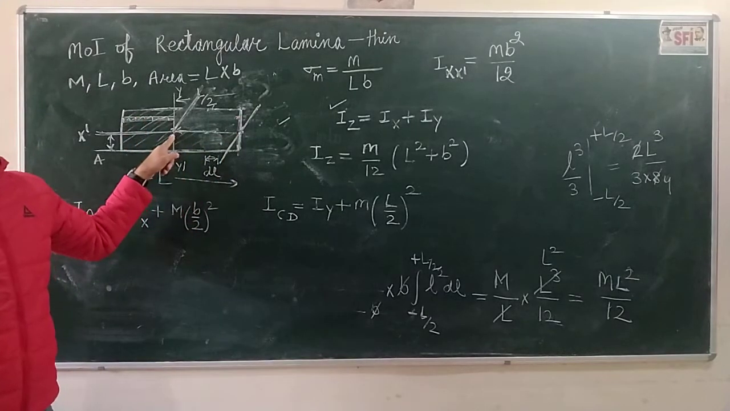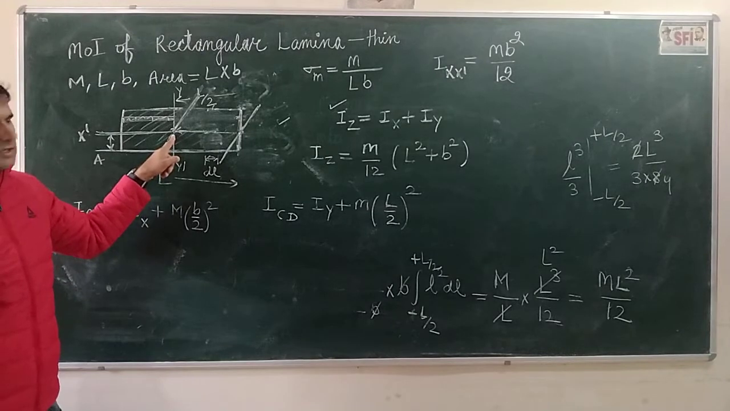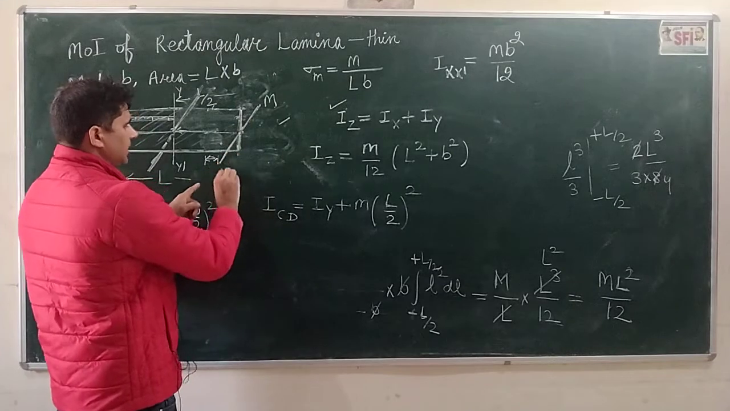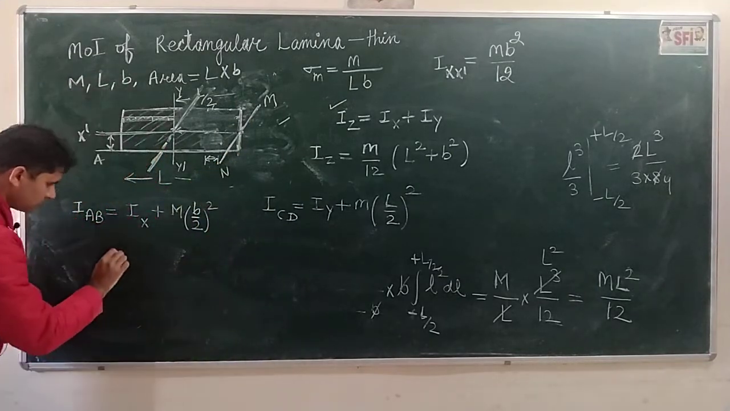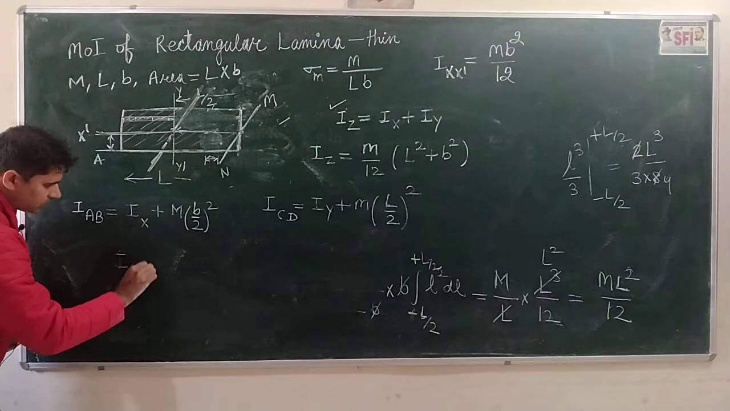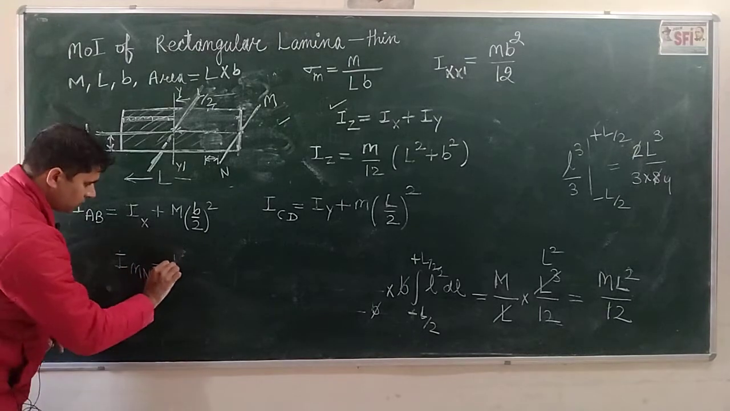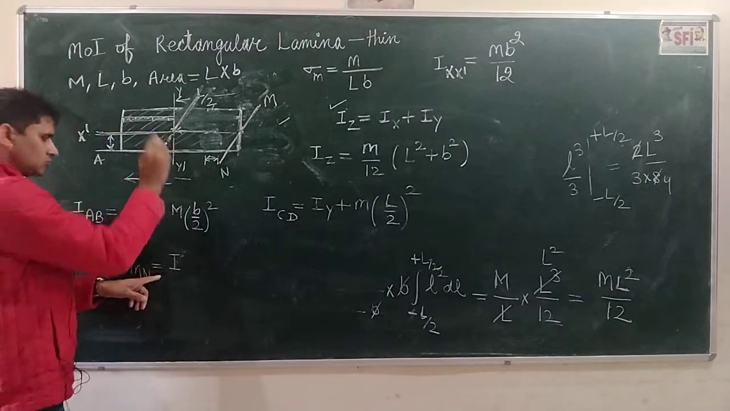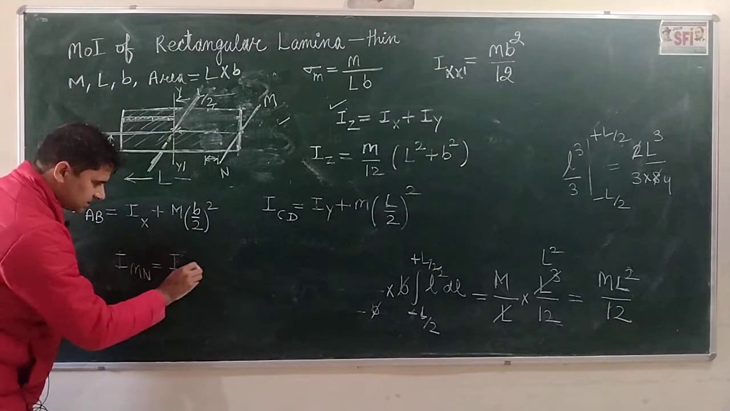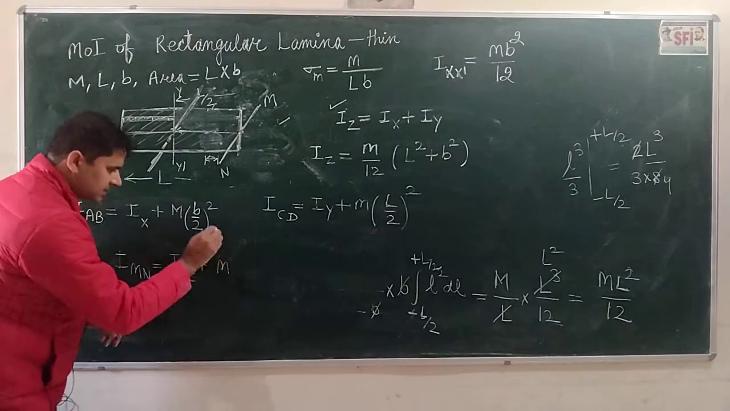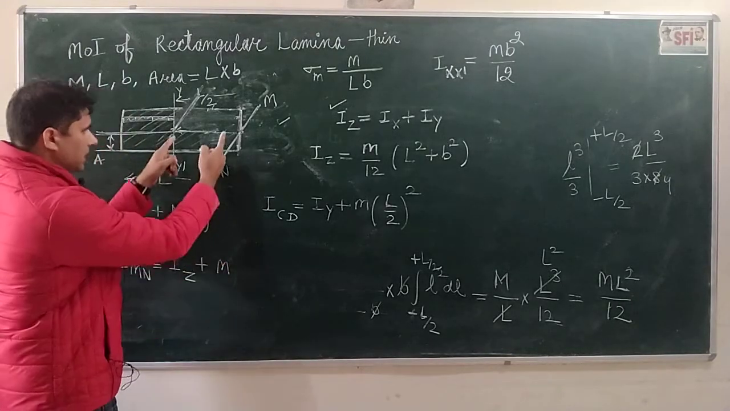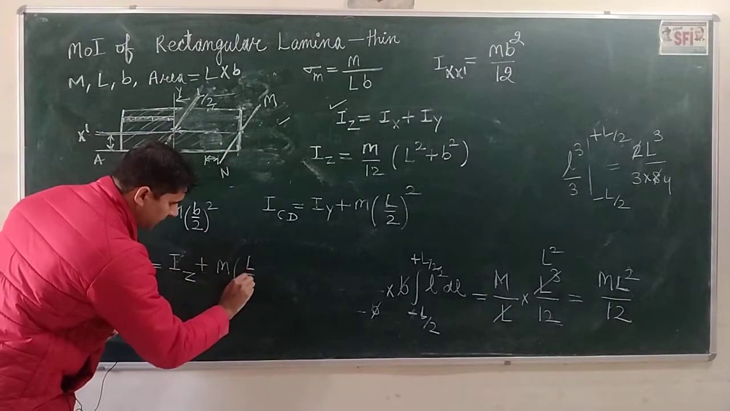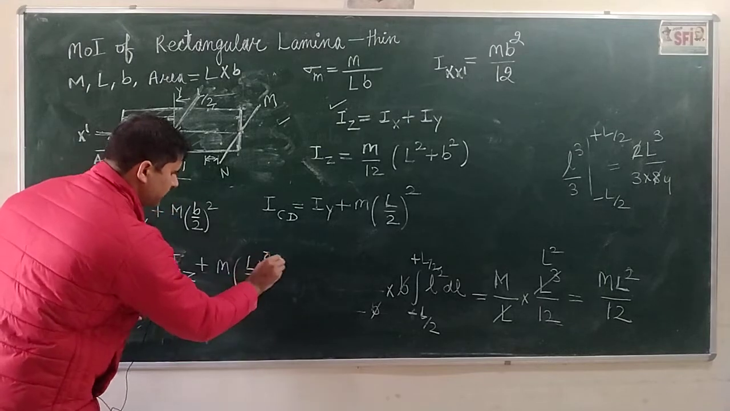So this axis will be parallel to the z-axis, which is passing through the center of mass. So again you will make use of the parallel axis theorem to find the moment of inertia about this axis, and let this axis be MN. So the moment of inertia about MN will be equal to the moment of inertia about an axis which is parallel to the MN axis and passing through the center of mass, that is the z-axis in this case, plus the mass of the rectangular lamina times the perpendicular distance, here L by 2, square of L by 2. So in this way you can find it.